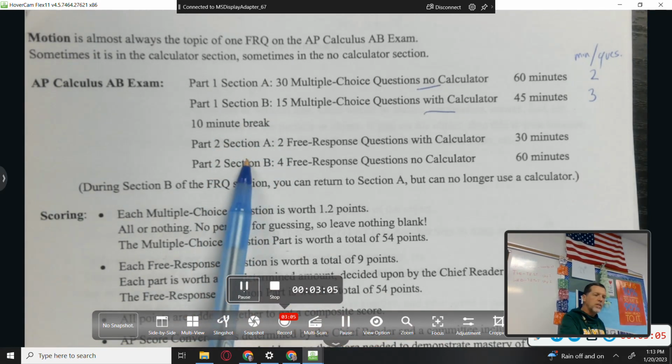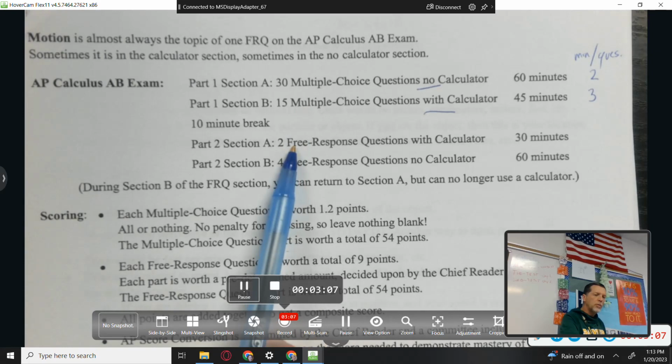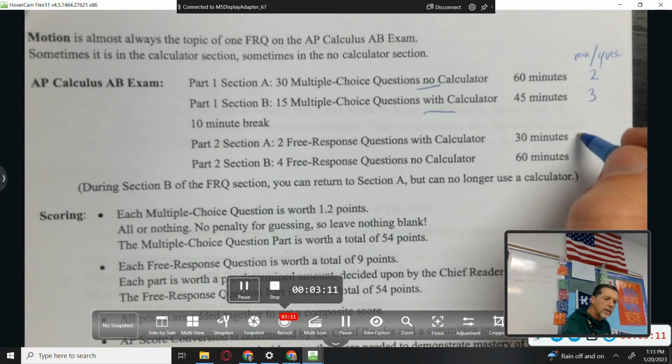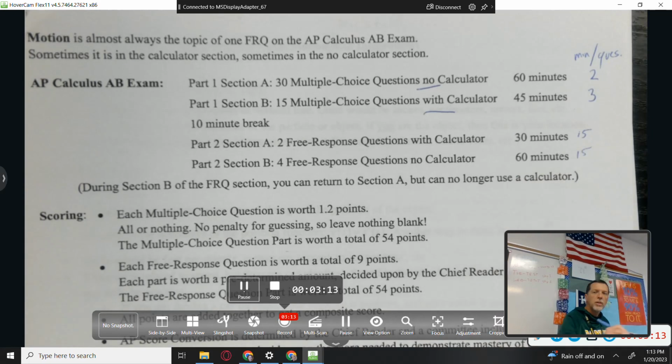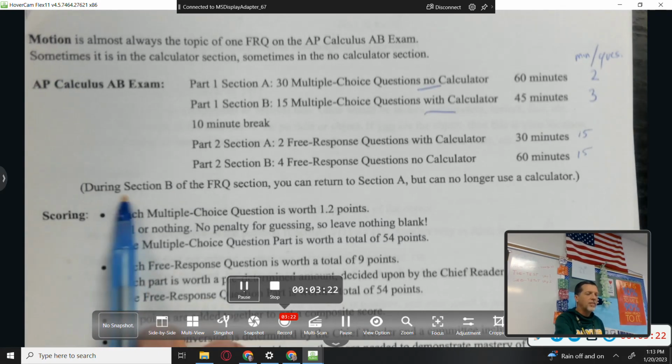Part 2, so you do all the multiple choice, take a break. Part 2, you get 2 free response questions with a calculator, and then 4 of them without a calculator. And obviously that's 15 minutes per question. But again, it's not really one question. It's more like 4 or 5 questions with different parts to them.